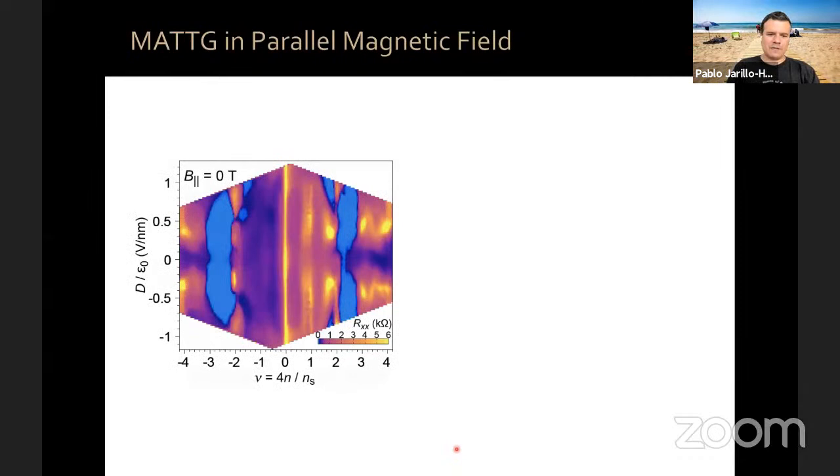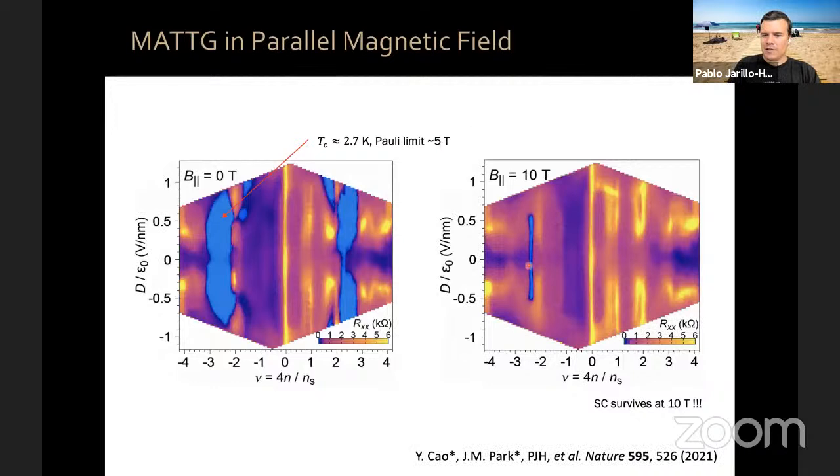We measure them again at zero field, with a phase diagram very similar to what I showed before. The particular TC is about 2.7 Kelvin here at optimal displacement field and density. That means superconductivity should be long gone by the time we reach 5 Tesla parallel magnetic field. So we measure this exact same data at a parallel magnetic field of 10 Tesla, and to our surprise, we have an extended region where superconductivity survives, at fields well above the Pauli limit.